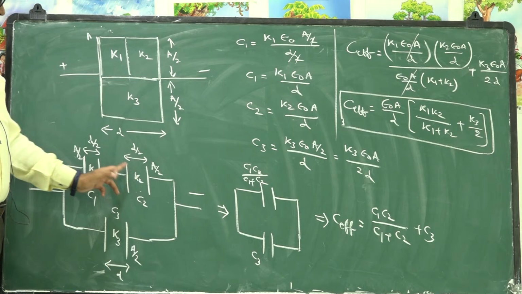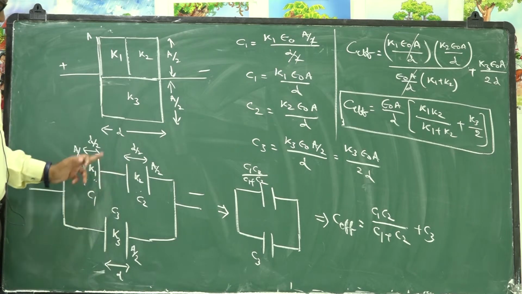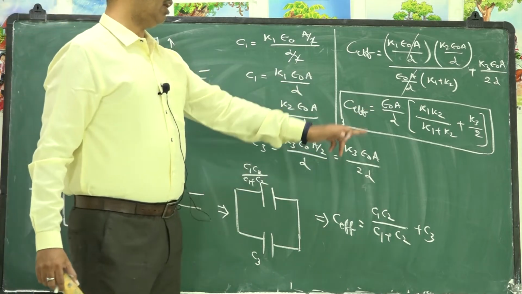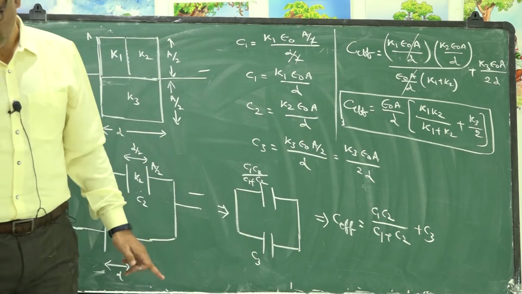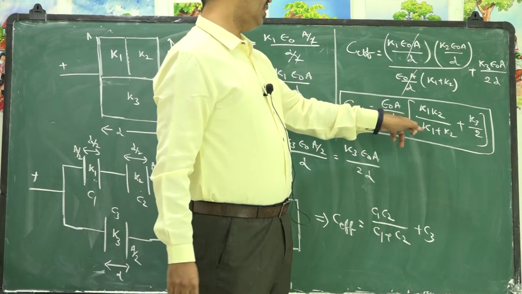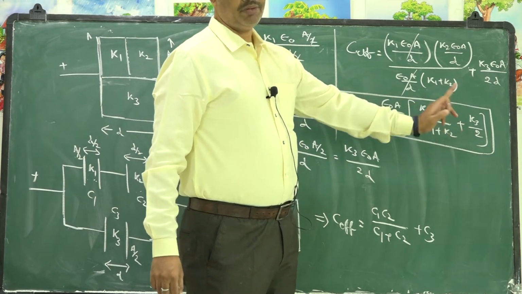By finding the effective capacitance of these two in series combination, again with parallel combination of this, we will get the effective capacitance. The final answer for that is epsilon naught A by D into K1 K2 by K1 plus K2 plus K3 by 2.